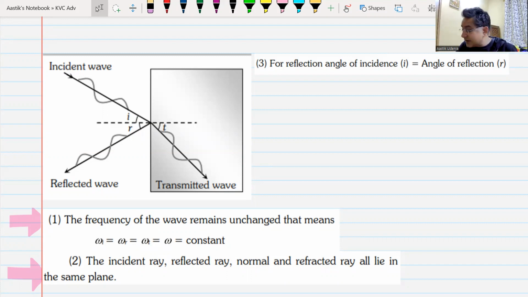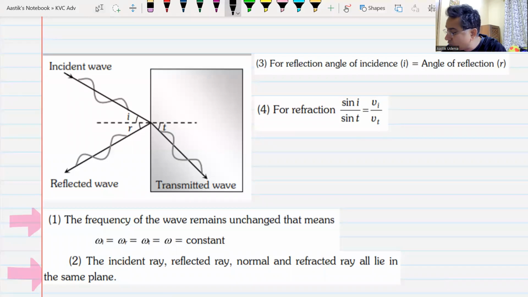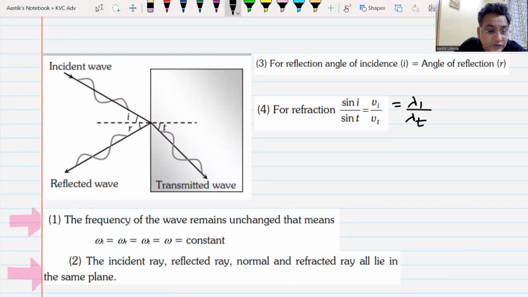Yes, sir. Sin i by sin r, or sin i by sin t, because we are calling it the transmission. Sin i by sin t is Vi by Vt, that will be equal to lambda i by lambda t. Do we understand what I'm saying here? Yes, sir. Because frequency remains same. Yes or no? Yes, sir. Okay. I cannot put anything more here.